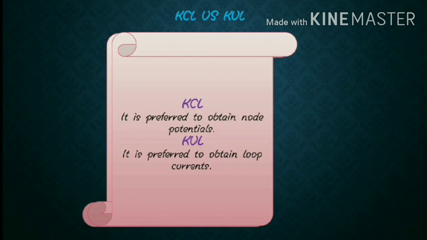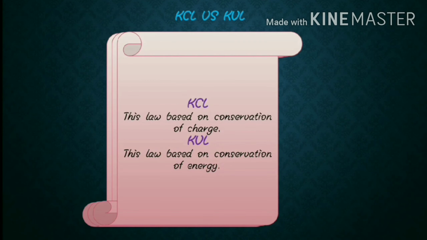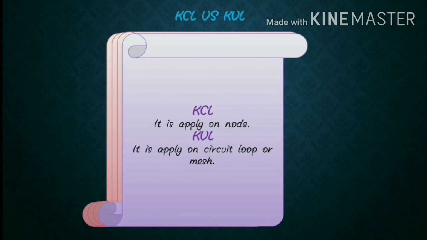Okay. Next difference. KCL is preferred to obtain node potential. KVL is preferred to obtain loop currents. By applying KCL, we can get the node potential, and by applying KVL law, we can find loop current. Next difference. The KCL law is based on conservation of charge and the KVL law is based on conservation of energy. And the last difference, KCL is applied on a node and KVL is applied on the circuit loop or mesh.